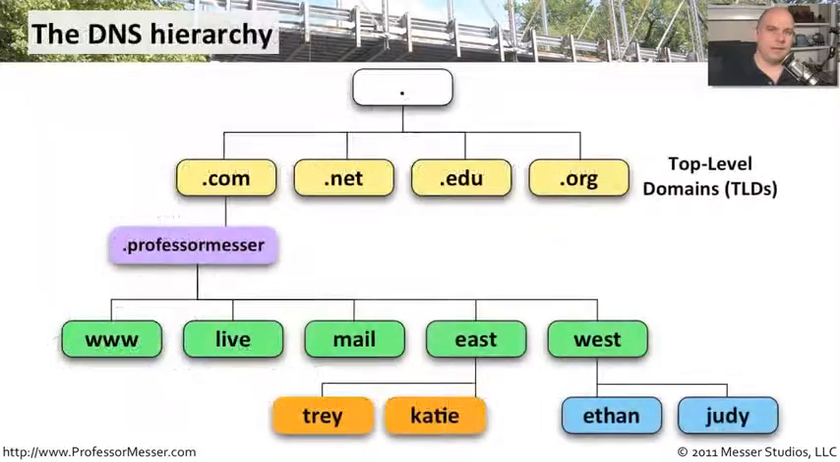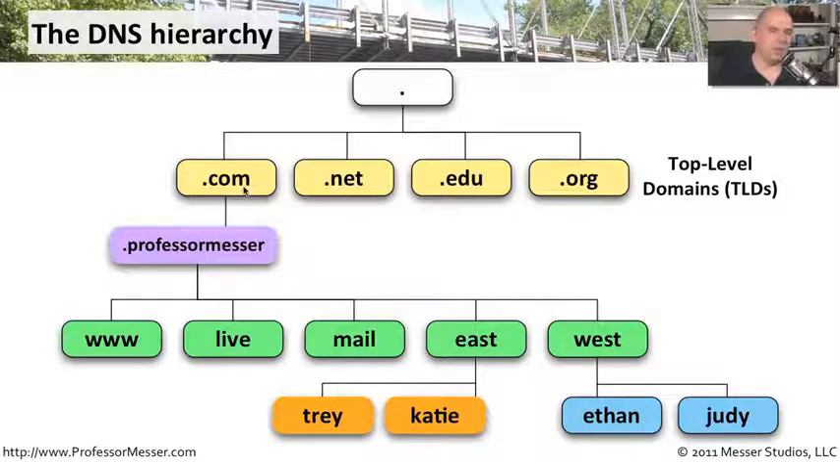If we were to put the internet in a hierarchy in a graphical form, this is what it would look like. At the very top is your root level domain. You can see I've just put a period here so you can see that that's the very top of the internet. Whenever we're communicating, say, to www.professormesser.com, that .com is what we call a top-level domain. And there are many, many different top-level domains. This is just a few of them.